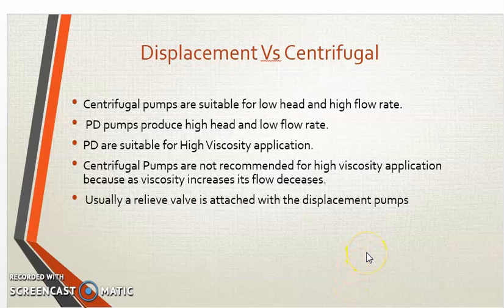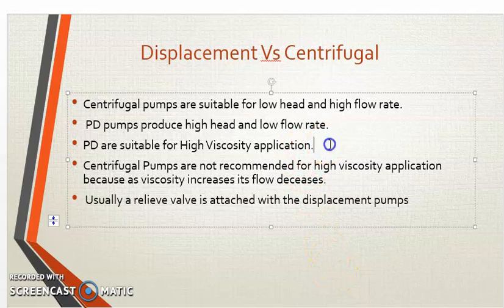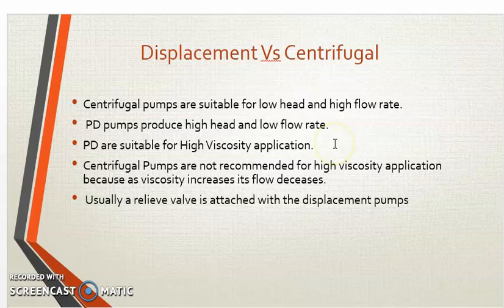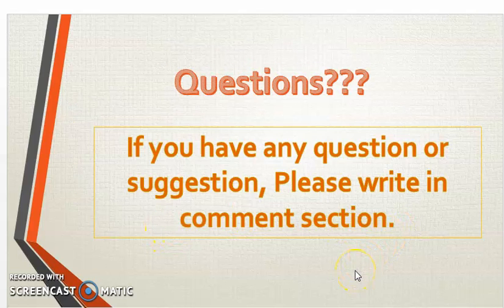Now we can compare both pumps. Centrifugal pumps are suitable for low head and high flow rate. Positive displacement pumps produce high head and low flow rate. Positive displacement pumps are suitable for high viscosity applications. Normally we use these for chemical injection in industry, and we use diaphragm pumps, which come under the category of positive displacement pumps. Centrifugal pumps are not recommended for high viscosity applications because as viscosity increases, the flow decreases. Usually a relief valve is attached to the displacement pumps.